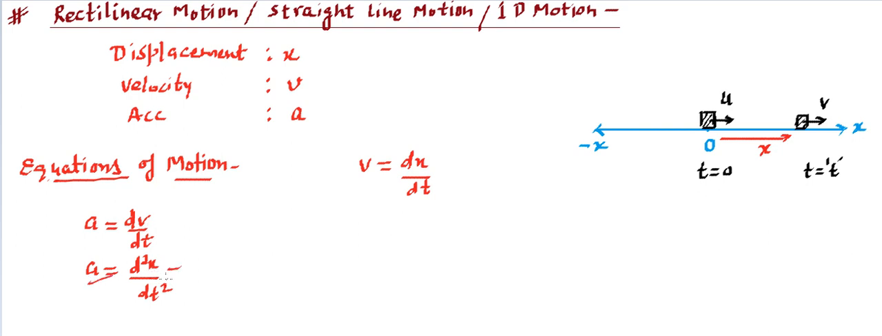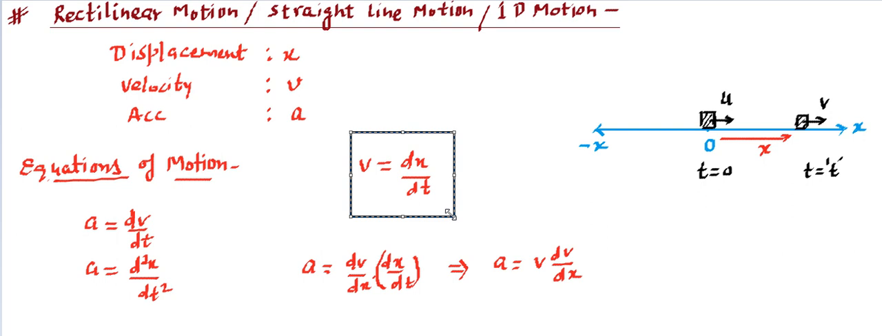That means this relates x with a and t. And this acceleration can also be written as dv upon dt. So we can write dv upon dx into dx upon dt, applying the chain rule, if you remember the chain rule. So this dx by dt becomes the velocity. So we can say acceleration can also be written as v dv upon dx. In one dimensional motion, these equations are quite important, so let me place them in a box.